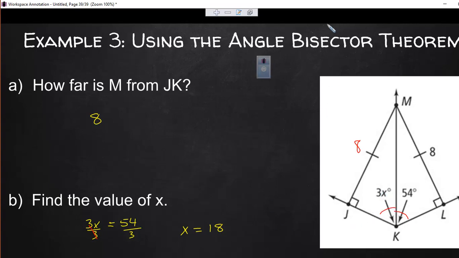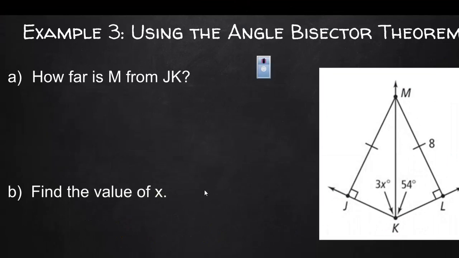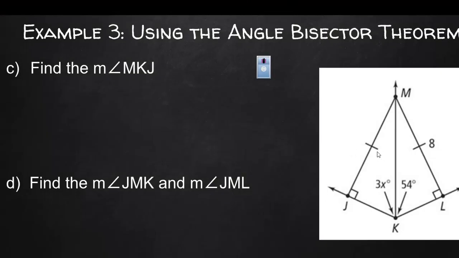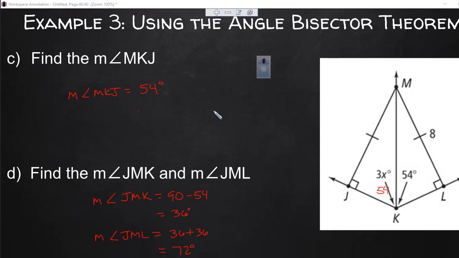So now let's take a look at the next two. So next two, we have the same diagram. We're just now going to answer different questions. Find the measure of angle MKJ, and then I want you to find the measure of angle JMK and angle JML. So answer these last two questions and pause your video and come back and check your answers when you're done. All right, so looking for the measure of angle MKJ.